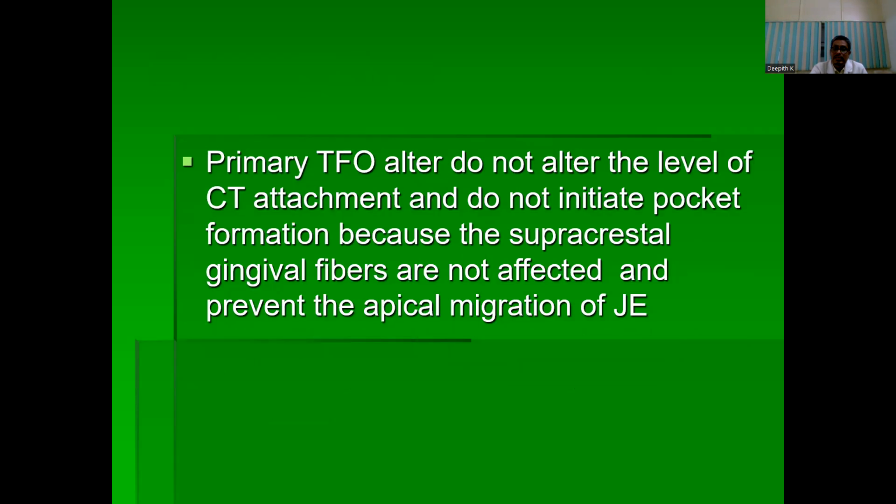Primary trauma from occlusion does not alter the level of connective tissue attachment and does not initiate pocket formation, because the supracrestal gingival fibers are not affected and prevent the apical migration of the junctional epithelium.